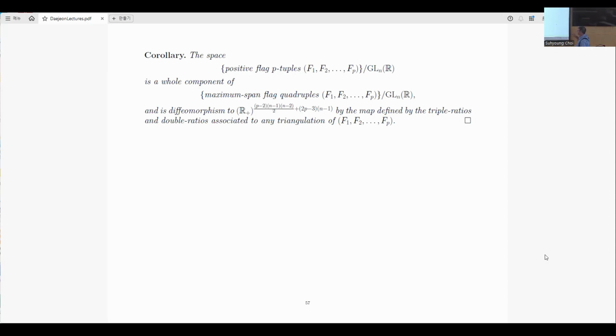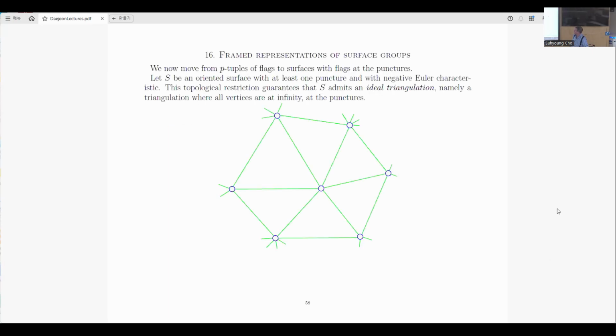Okay. And then now we have the same result we had for positive p-tuples. Namely, positive tuples are contained in maximum span p-tuples. And so once you know they are contained, they form a whole component, because the only way you can stop being positive is if some of these ratios become zero or infinity, namely if you move away from the maximum span flag quadruples, and then you have a parametrization by R plus to the number of invariants.